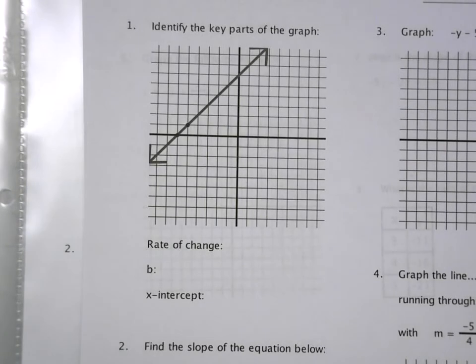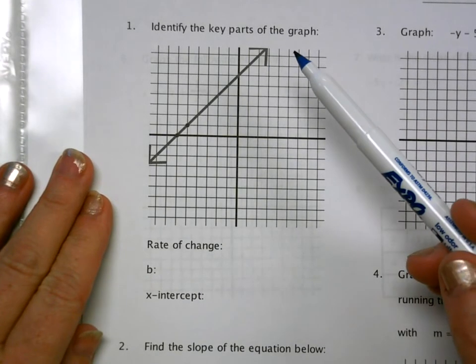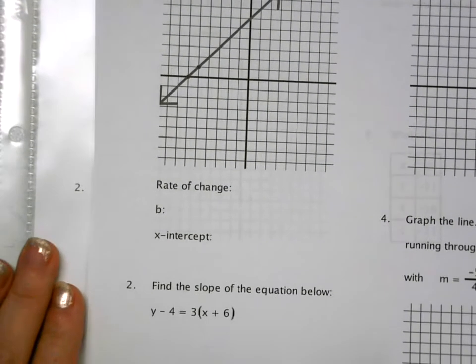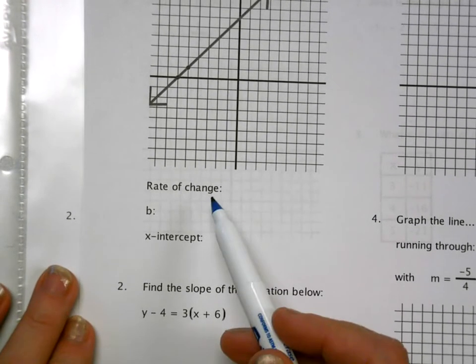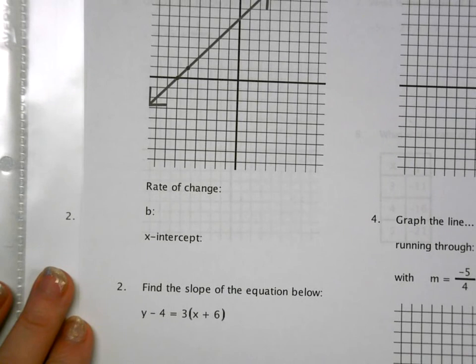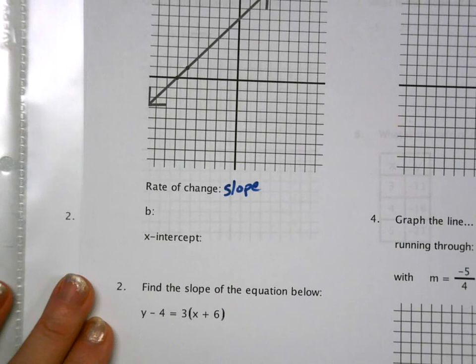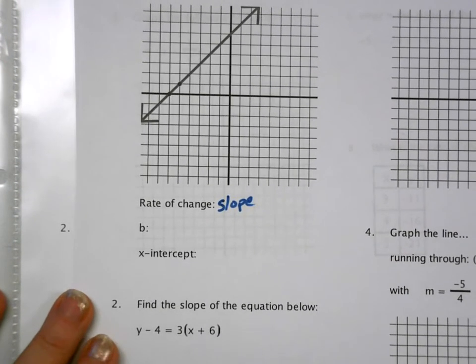Okay. So, what is this question asking me to find? Identify the key parts. Now, where does it tell me what key parts I'm looking for? Underneath. The points. Underneath of it. Right? So, what is it asking when it asks for the rate of change? The slope. So, how do I figure out the slope? Rise over run.